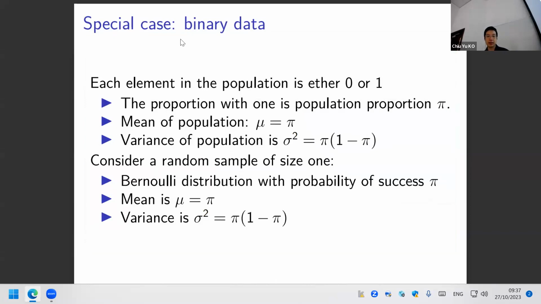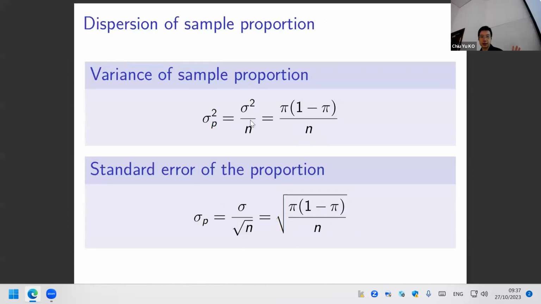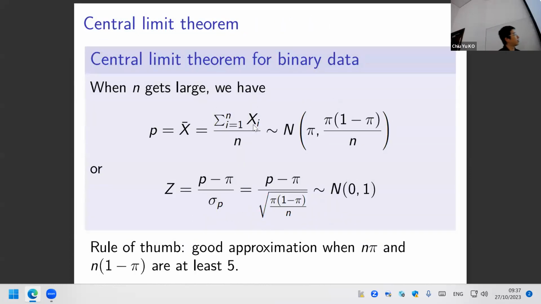And next is about binary data. There's nothing special about binary data except the fact that the mean and variance are related, okay? Once I know the mean, I know the variance. That is the very important property of binary data because of the binomial distribution. So when I know the mean, I already know the variance, okay? The same goes for sample proportion and its variance, okay? And the central limit theorem also applies for that case, okay?